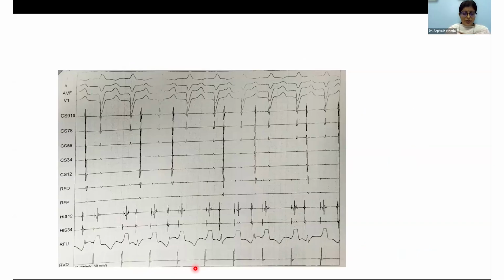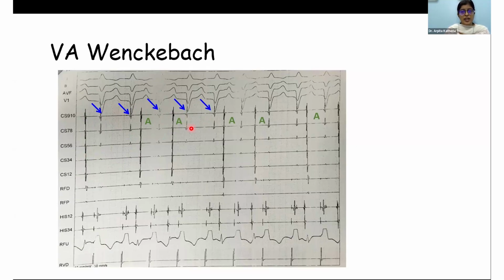Now moving to this EGM tracing, what we can see over here is the RV channel. The ventricle is being paced. As we can also see in V1, we can see the QS. Now you see the CS. It is showing a deflection. But what we see is that these QRSs are more in number as compared to these A waves. 2 QRS followed by 1 A wave. So there is no clear-cut 1:1 conduction between the V and A. So this is what is known as VA Wenckebach.